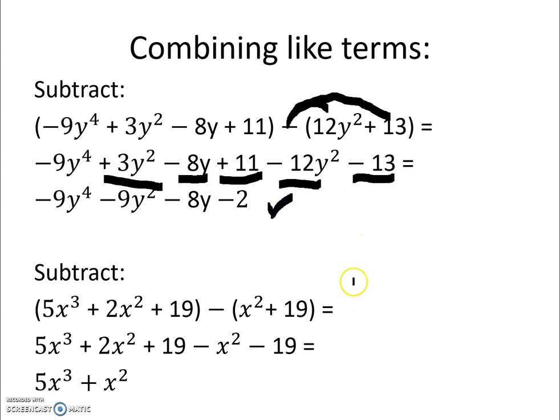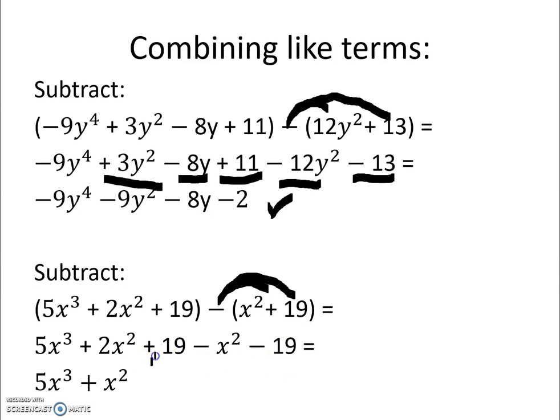On our second example of subtracting, we're going to do the same thing, thinking of that as a negative 1. And we distribute that to that, we end up with a negative x squared, and a negative distributed to that positive 19 is a negative 19.